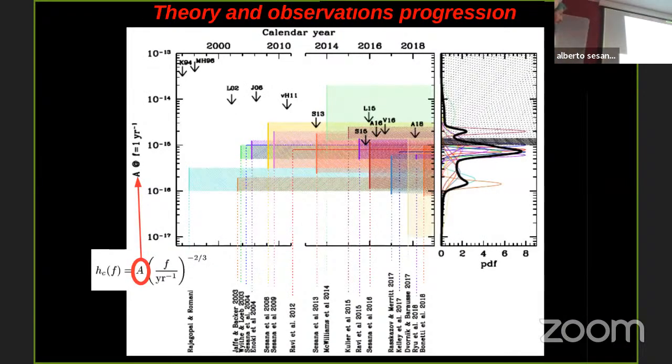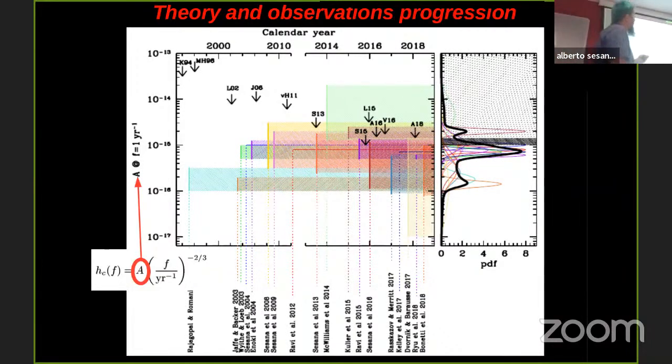So let's see, what did we expect? Here in this colorful plot, I show a progression of theoretical predictions and upper limits. Remember the typical signal is a power spectrum that goes with f to the -2/3. You can describe it as a function of its amplitude, and those are upper limits on this amplitude, that go down until 2018.